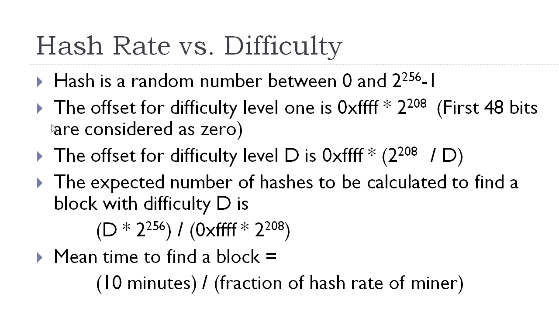Bitcoin has the condition that you have to identify a nonce that will produce a hash whose first 48 bits are zeros. That means among the 256 bits of the message digest, the first 48 bits should be zero. That means it is very difficult to identify such a nonce meeting this constraint.